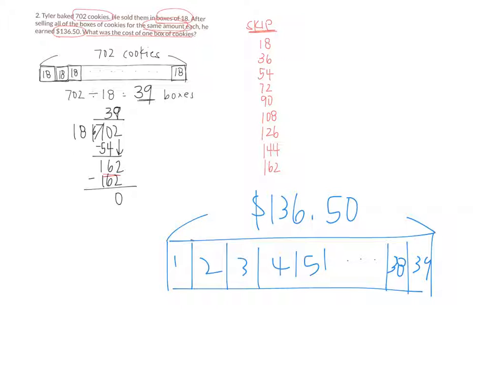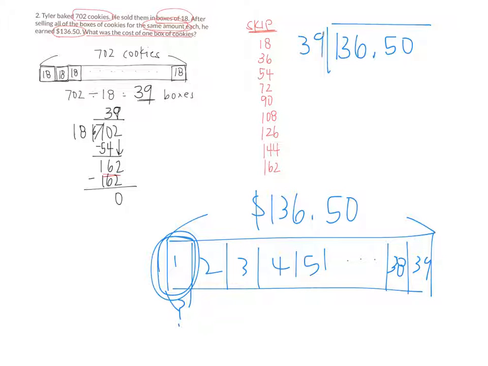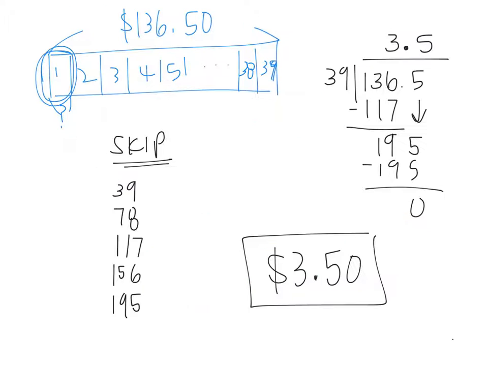Yes? So how can I figure out the cost of just one box of cookies? Jitya? By 39. Sorry, I didn't write it very clearly, but 39. Right? Because there's 39 boxes altogether. Does that make sense? Try it out. Write out your skip counting and see if you can divide 136.5 divided by 39. When we finish this problem, we can see that each box is sold for $3.50 because we take the total amount that she made, which is $136.50, and split it evenly by the 39 boxes.